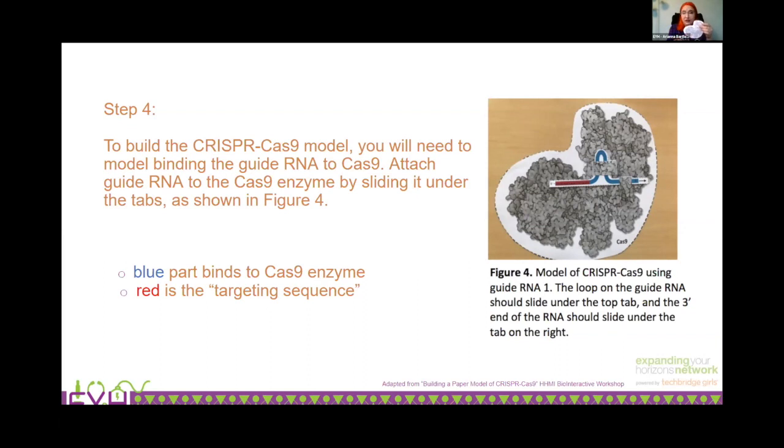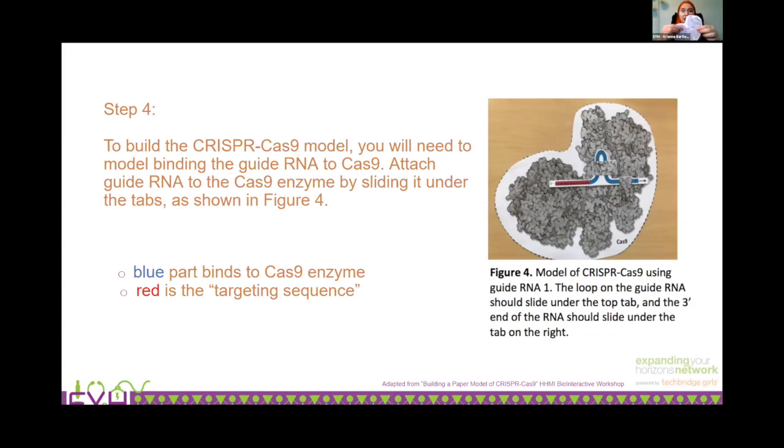There's a picture of this on the slide, and I'll show you here. So you're going to lift up one of your tabs and slide the guide RNA underneath it. And then this little hairpin structure goes into the top tab right here. So it should look like this. And in real life, the guide RNA and the CRISPR-Cas9 protein are physically linked up together.